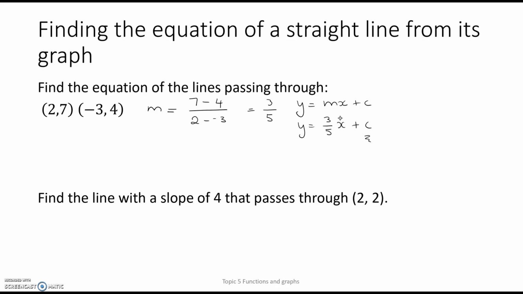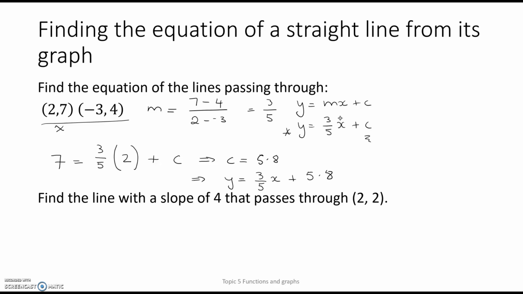On the graph we could read it off, but we don't have a graph this time, so what we have to do is work from these 2 points and say either or both of these points will fit into the equation if we've got the equation right. So let's take the first point, it doesn't matter, let's take that one and say 7 equals 3 over 5 times 2, because x is 2, plus c. And if we rearrange that, then we find that c is equal to 5.8. That means our line can be represented by y equals 3 over 5x, which is the slope, plus c, which is 5.8.